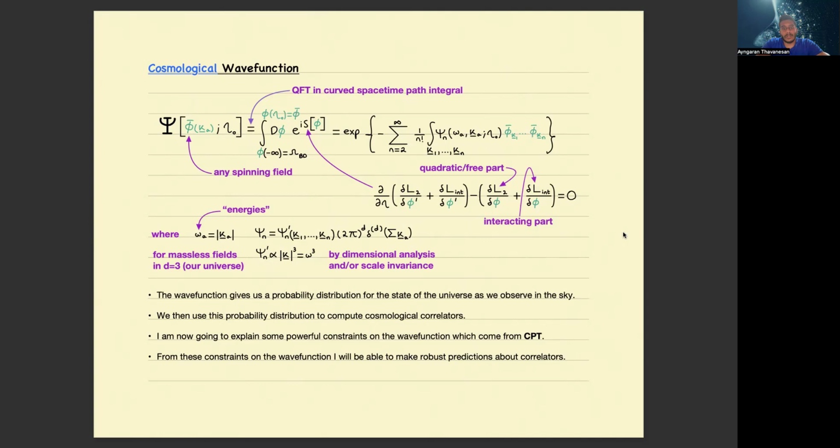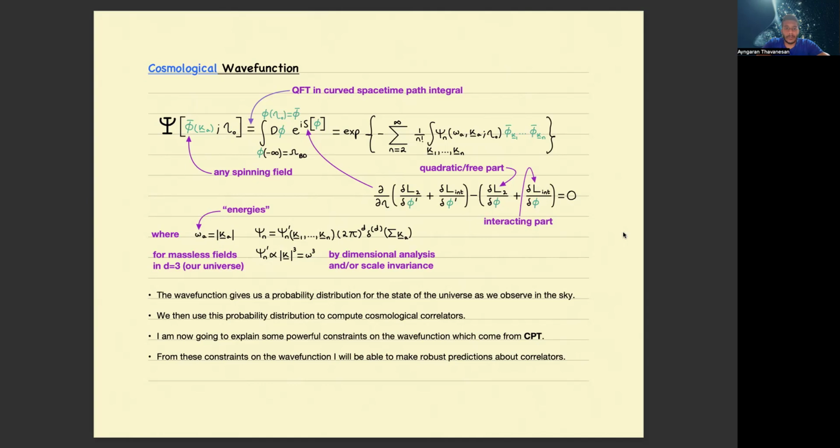And to compute the coefficients of this wave function, which we call the wave function coefficients, we use perturbation theory, where we expand the action in terms of the free and interacting part, where the free part leads to the leading contribution in the Gaussian signal that we see in the 2-point function, and then the interacting part leads to the leading contribution in the higher point correlation functions.